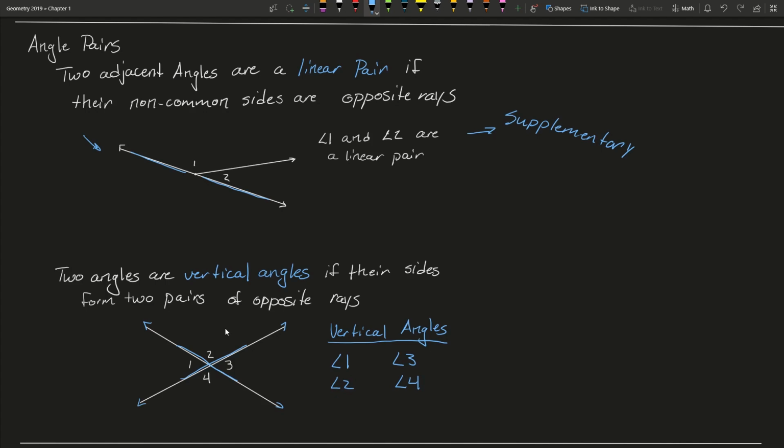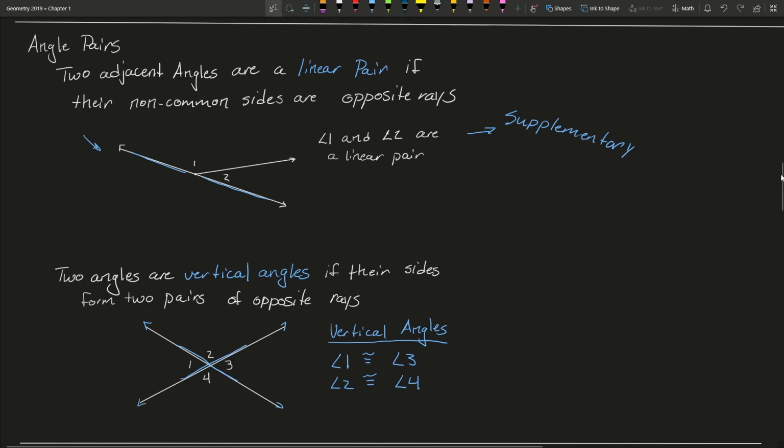Vertical angles are special because they are always congruent to one another. So in this case, angle 1 is congruent to angle 3 because they are vertical. And angle 2 is congruent to angle 4, again because they are vertical.